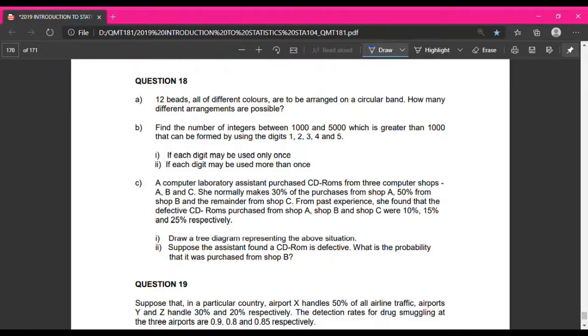So how many digits can we make? It means we want to make 4 digit numbers. 1000 to 5000, right? 4 digit numbers. So we want to form 4 digit numbers. Okay, the first condition: each digit may be used only once, meaning without repetition. Use only one. Okay, so in the first place, how many numbers can we put? We can put number 1, 2, 3, 4 and 5. These 5 numbers we can put here.